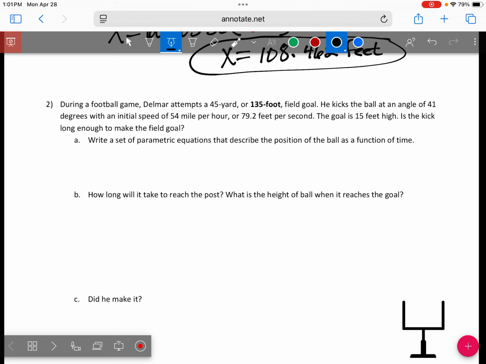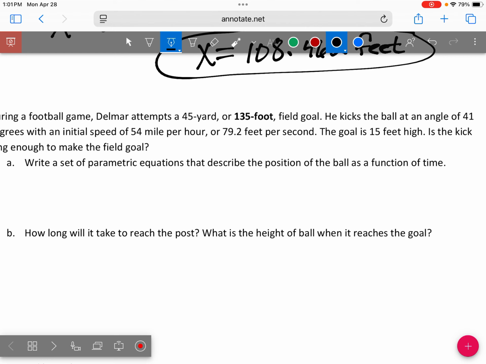All right, so we got a couple of different units here. And remember, when we decide what unit to use, we either are going to go with meters or feet. And I'm noticing that I have feet. So I'm going to use the 135, and I'm going to use the one that says 79.2. I'm not going to use the 54 because that's in miles per hour, and I need it to be in feet. And I'm not going to use 45 yards because I'm using feet as my unit of measure.